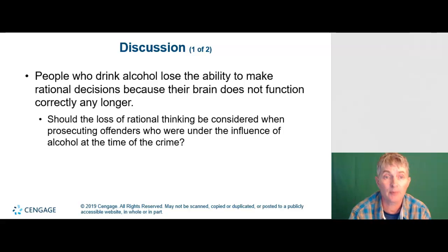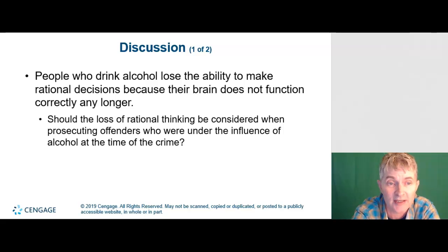Something to think about: people who drink alcohol lose the ability to make rational decisions because their brain does not function correctly any longer. Should the loss of rational thinking be considered when prosecuting offenders who were under the influence of alcohol at the time of the crime?